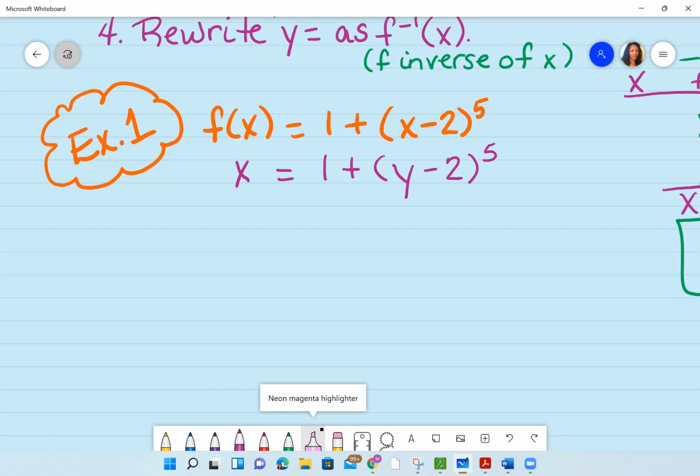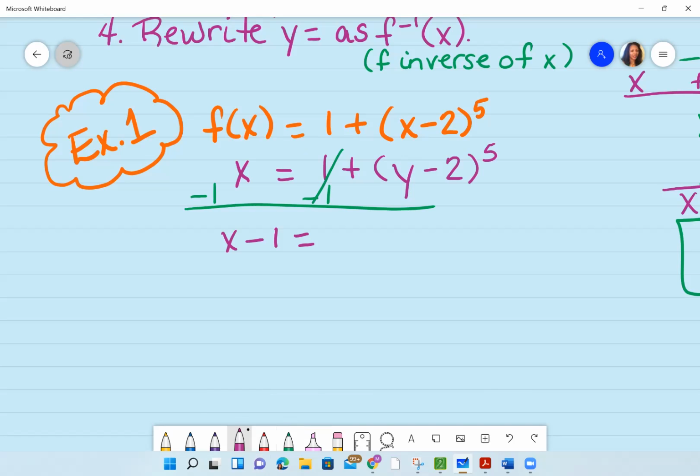And now your goal is to get y by itself. In order to get it by itself, I have to start moving things. So first, I want to move my constant. Since it is a positive 1, I want to go ahead and do the inverse, which is -1. What I do to one side, I do to the other. That is going to give me a 0 for the right-hand side. So I have x minus 1, and this is the 0 I was referring to. And I'm left with the quantity of y minus 2 raised to the 5th power.